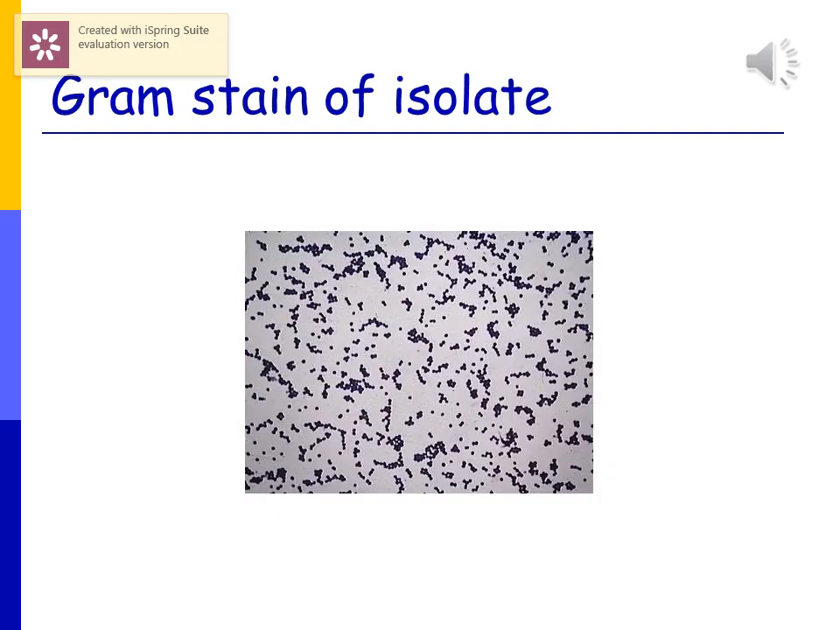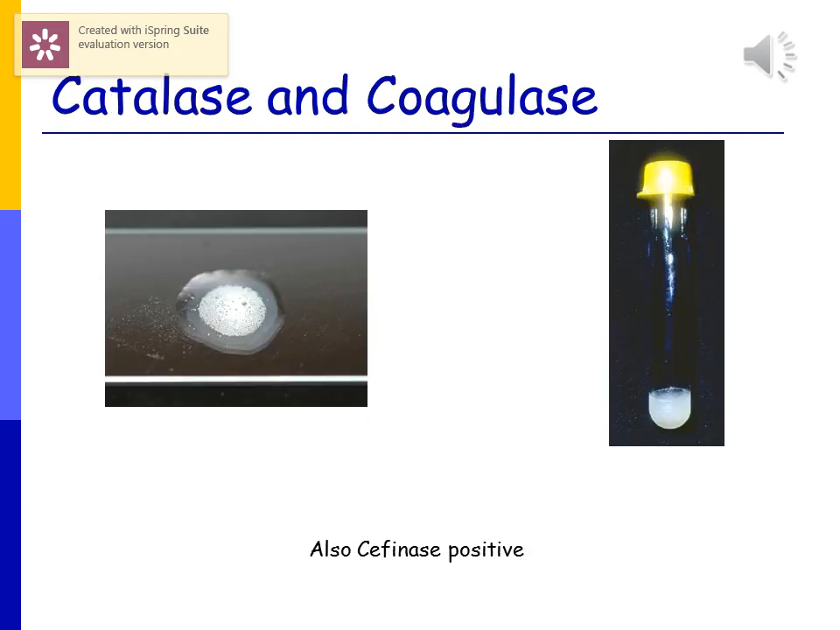Here is one of the colonies that was growing on the blood agar plate that's gram stained. You see nice gram-positive cocci in clusters. So automatically you should know exactly what organism you're looking at based on the morphology on blood agar, the results on the mannitol salt, and this gram stain.